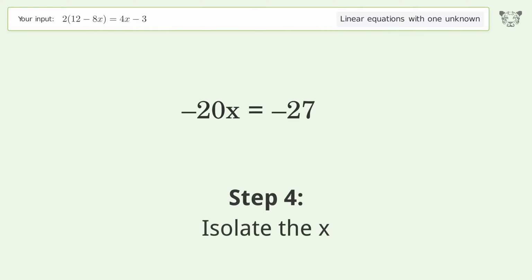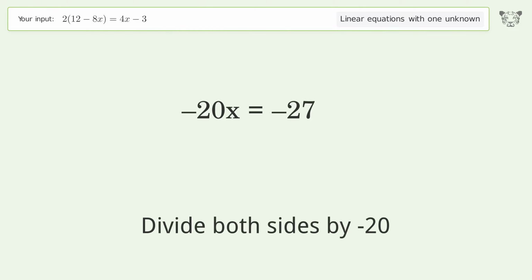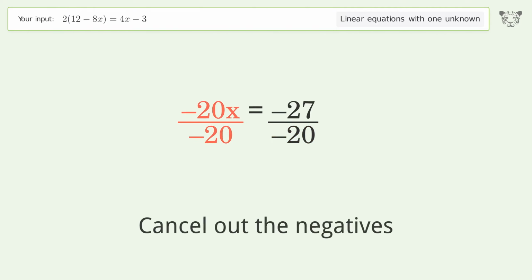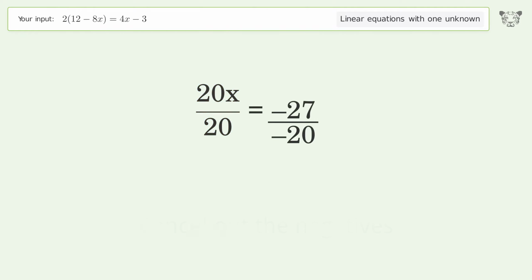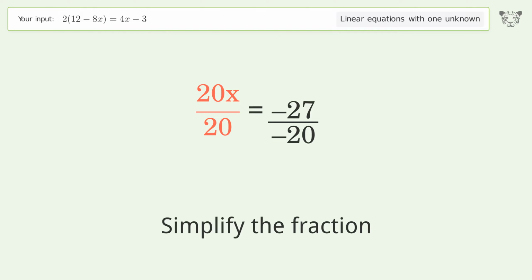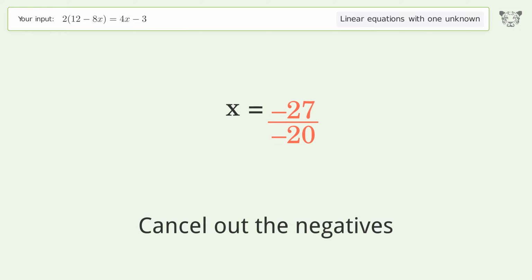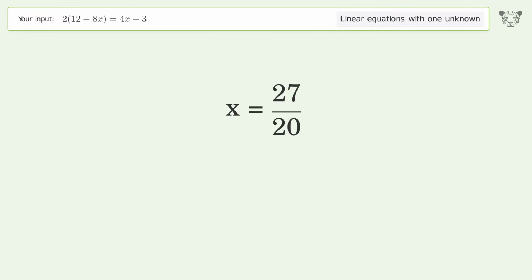Isolate the x. Divide both sides by -20. Cancel out the negatives. Simplify the fraction. Cancel out the negatives. And so the final result is x equals 27/20.